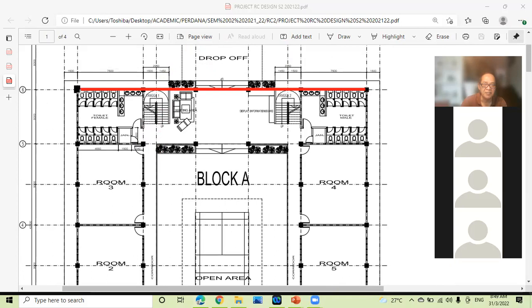We have one column di sini. We have another column here, another column here, column lagi di sini, and over here, and finally we have a column at the end of the beam. So indirectly, the position of columns is in line dalam satu garisan relative to each other, and this would make it much easier to provide beams.